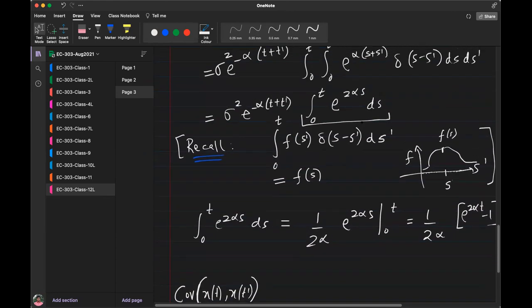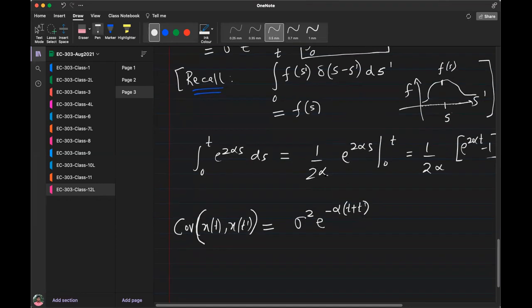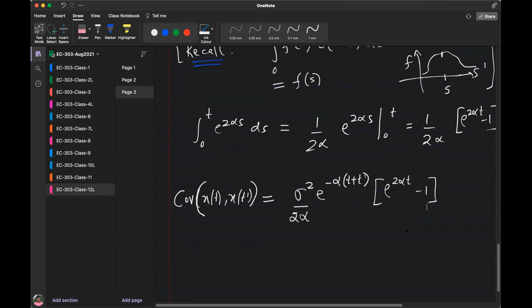So please redo the calculations because my writing is not the prettiest writing in the world, and I have also skipped one or two small steps. So we have this was the prefactor, and this integration is basically this. I'm going to take the 2 alpha here, and then e power 2 alpha t minus 1. Cool. So we now have an expression for the covariance.